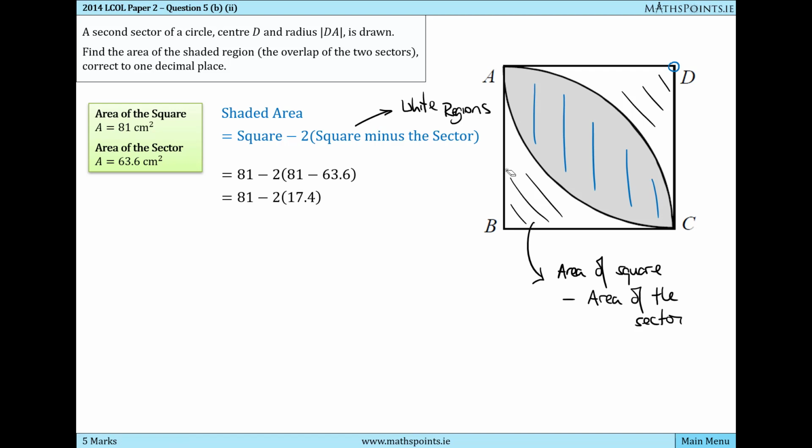This tells us that the area of these white regions is 17.4. There's 2 of them, so multiplying by 2 we get 34.8. So finally the area of this shaded region is the full square 81 minus the 2 white regions, which are 34.8, which gives an area of 46.2 centimeters squared.